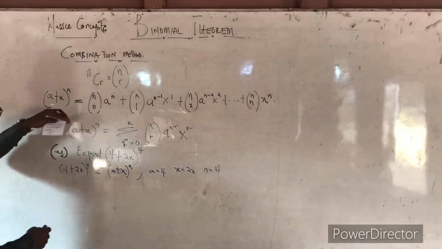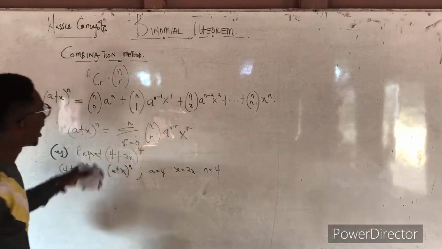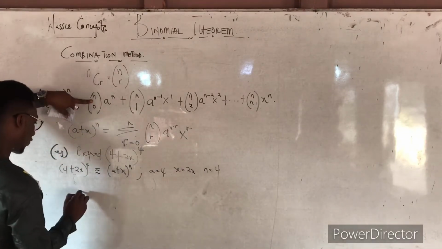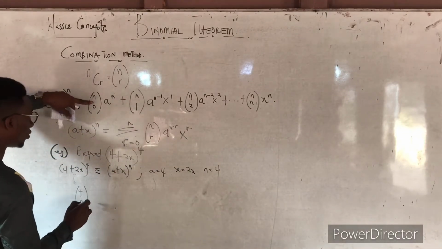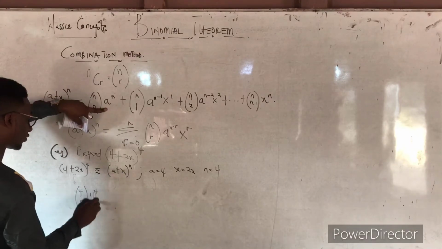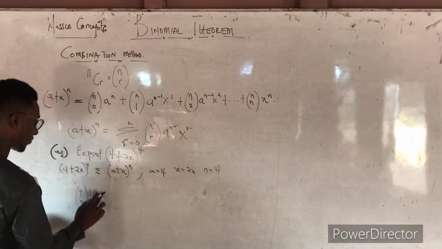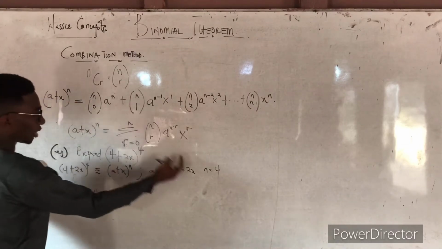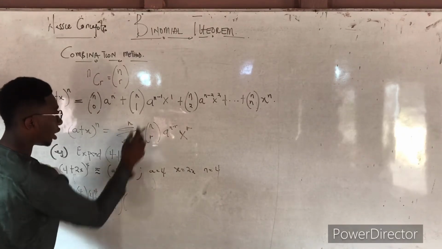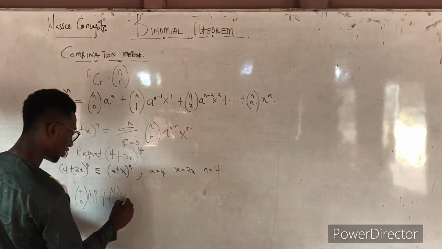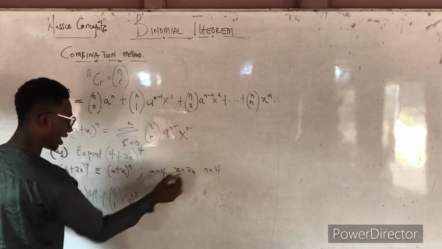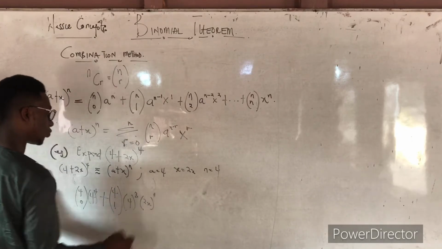So now we can start with n combination 0. n is 4, so therefore 4 combination 0. What is a? a is 4, exponent n, which is 4 exponent 4. Plus n combination 1, that is 4 combination 1, a exponent n minus 1, that is 4 exponent 3, and the x exponent 1, and x is 2x exponent 1. Okay.